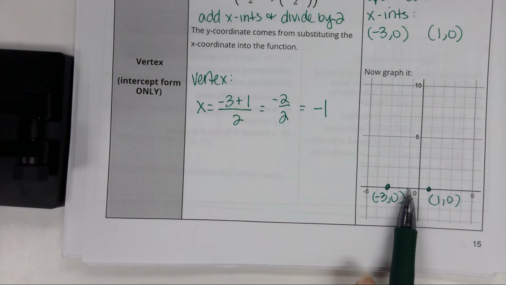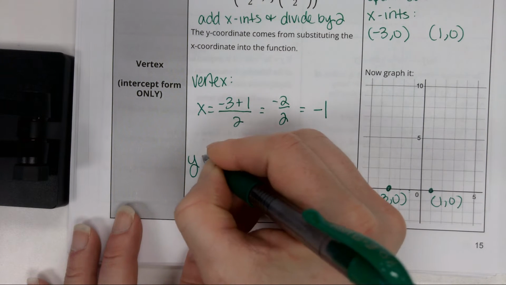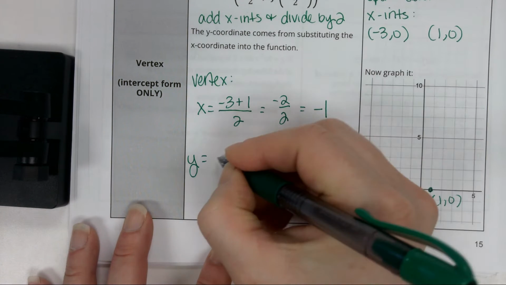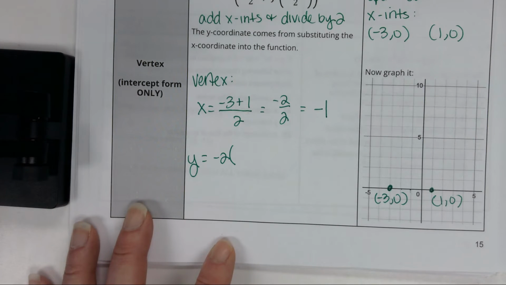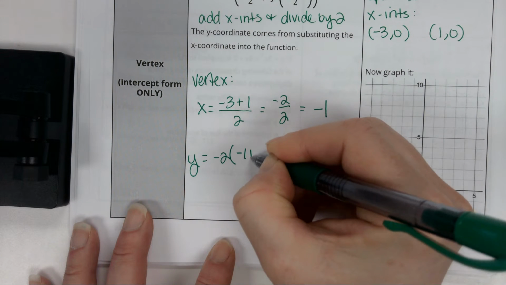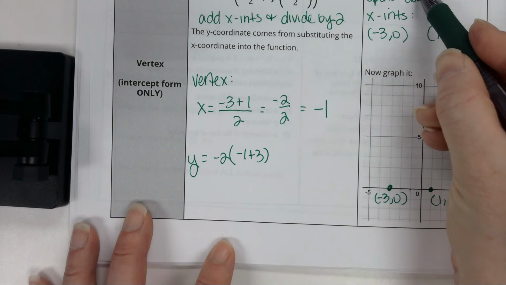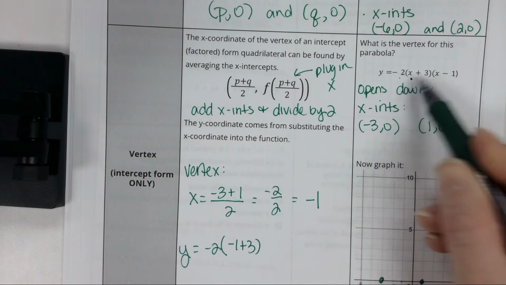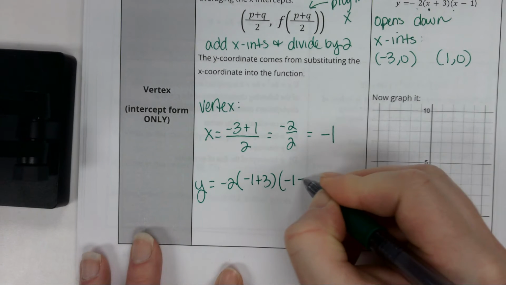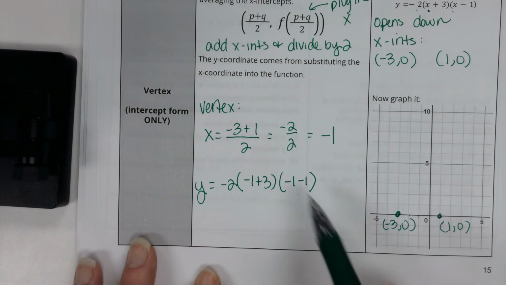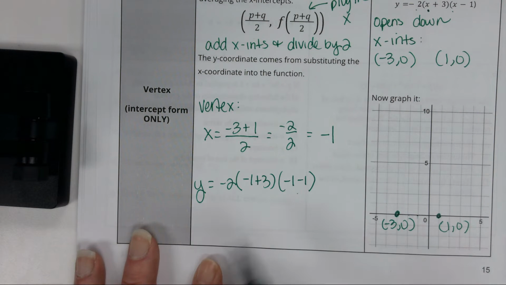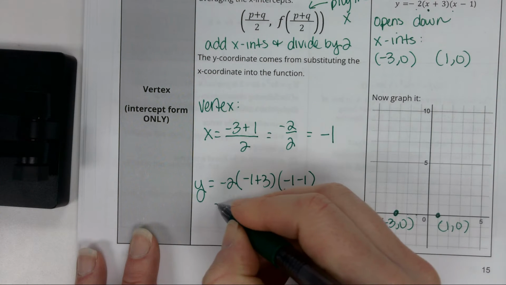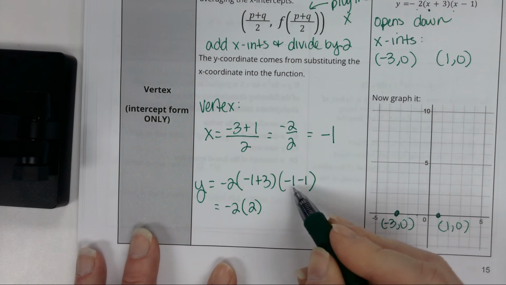To find the y-coordinate, we're going to plug it into the expression. So I'm going to plug it in for x. So I have on the front my -2, and then these are parentheses, -1 plus 3. I'm putting my -1 in for x here, and then -1 minus 1. Parentheses I got to do first for order of operations, right? What is -1 plus 3? 2. So this is -2 times 2, and then what's -1 minus 1?